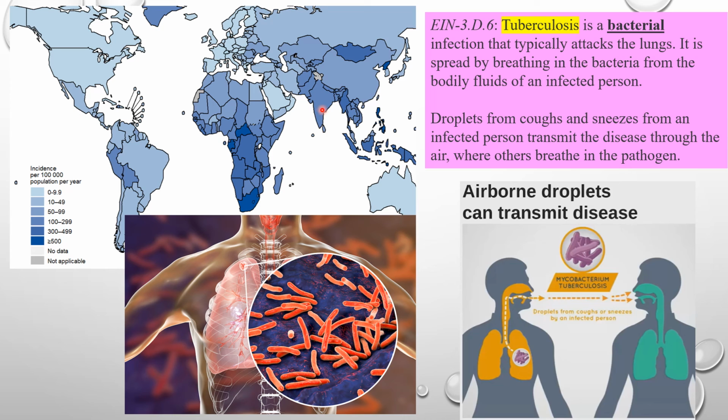So tuberculosis attacks the lungs, and you'll cough up blood. That's one of the signs of tuberculosis, coughing up blood. And remember, it's a bacterial infection.